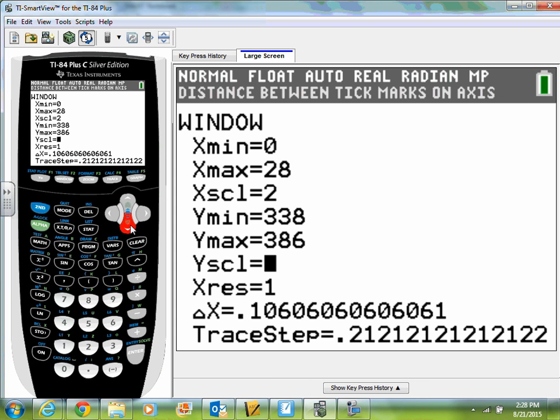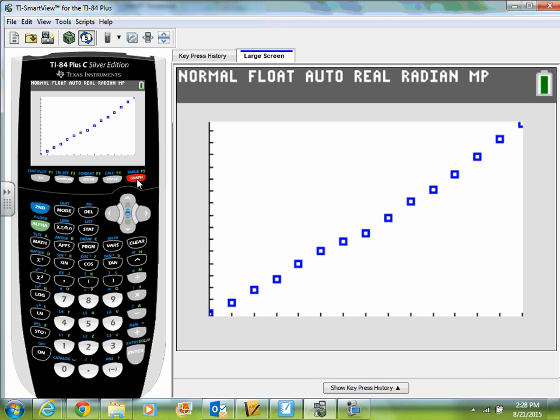And if I look at how much those are going up by, they appear to be going up by approximately 3 each time. So I'm going to look at my y. I'm going to set my y scale to 3. And then I'm going to click on graph so I can see what it looks like. Okay, so once I do that, I've got a graph with a bunch of dots from my table of values, and I need to determine what kind of model I think that looks like.